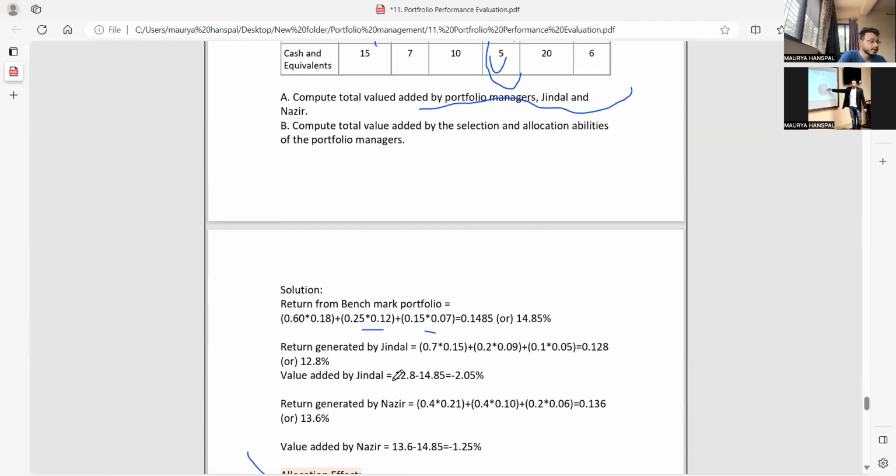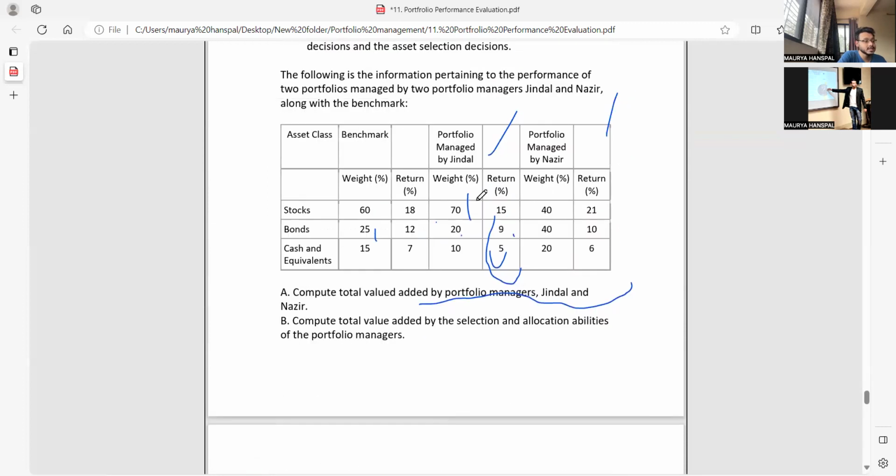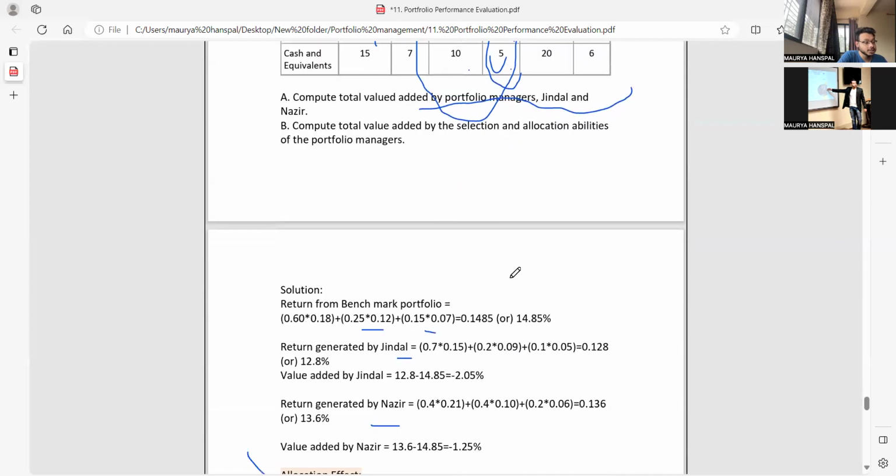Similarly, we can calculate the return generated by Jindal and the return generated by Nazir. Same logic: 0.7 into 15, 0.20 into 0.09, 0.10 into 0.05. One example I'll teach you and the next I'll give you as homework. So for portfolio management by Nazir, we have also calculated the return. The benchmark return is 14.85.